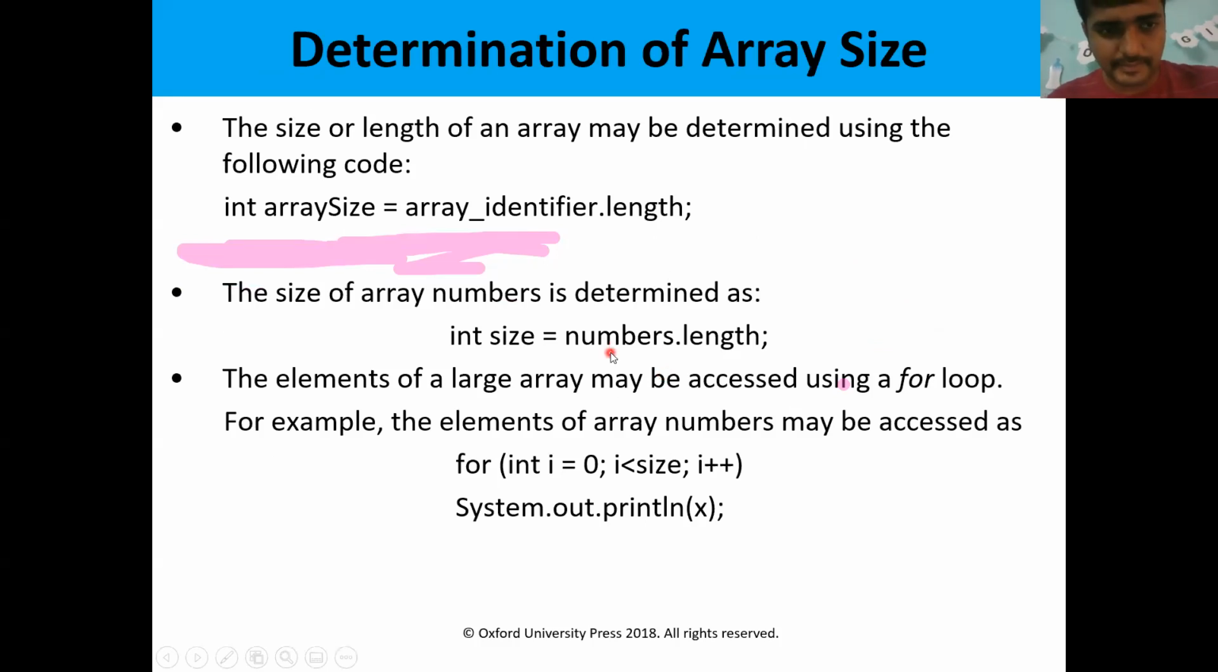Then we have seen the array size. For doing any operations on an array, we need the array size. For calculating the array size, we have the default property called length. By using that length, we can print the size of an array. So this is the syntax for accessing the length.